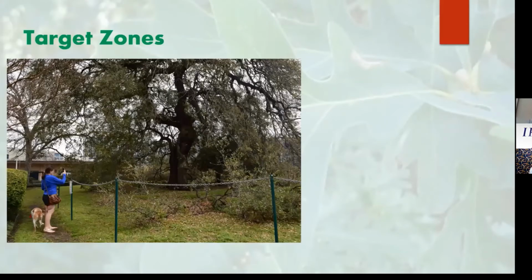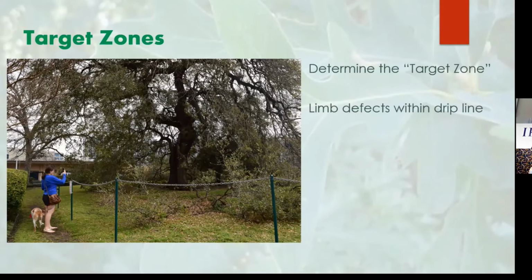Let's talk about target zones. So you need to determine the target zone. Target zone is where the tree or tree part will fall and impact. So if it's a limb, it's going to impact in the drip line, which means the width of the canopy. Here, the canopy width is delineated with post and chain. This is actually the Treaty Oak in Austin, Texas. Very valuable tree to the city of Austin.